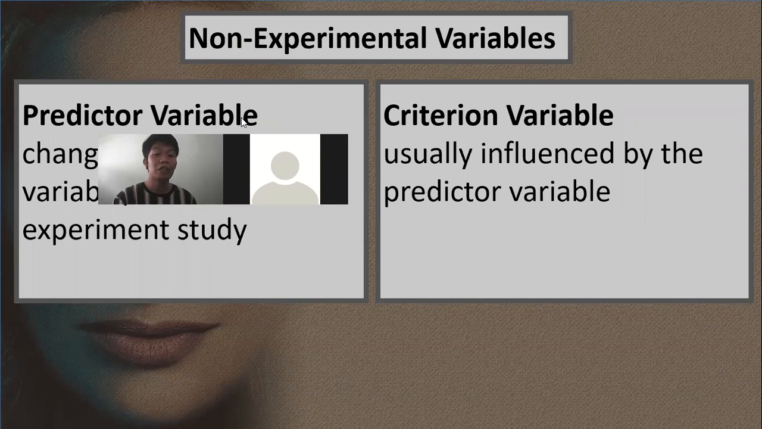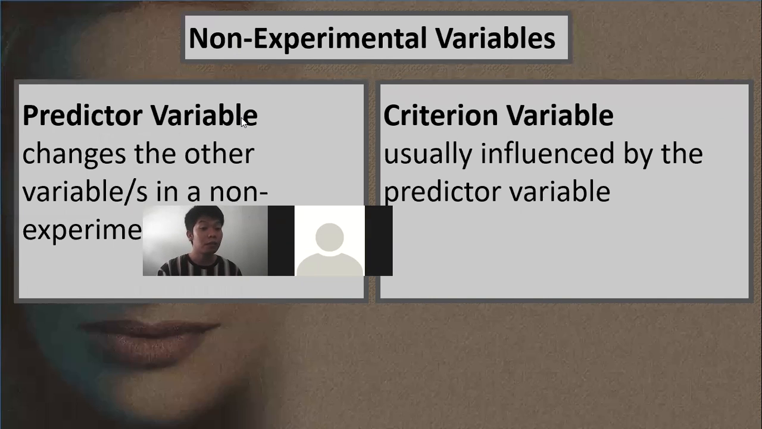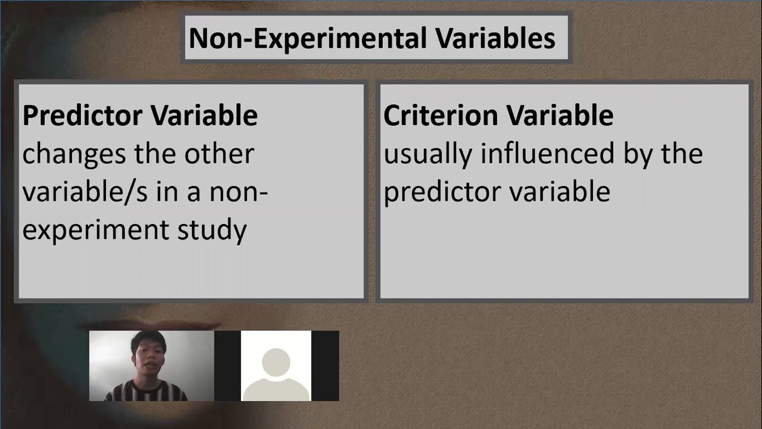And we also have non-experimental variables, the predictor variable and criterion variable. When we say predictor variable, it changes the other variable or variables in a non-experimental study. And when we say criterion variable, it is usually influenced by the predictor variable. Right, so in predictor criterion, this type of research is that you're going to predict a future result.